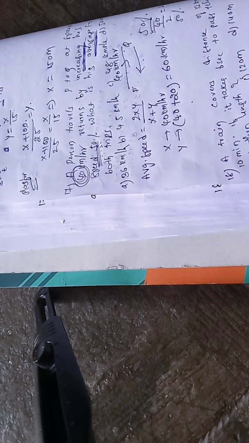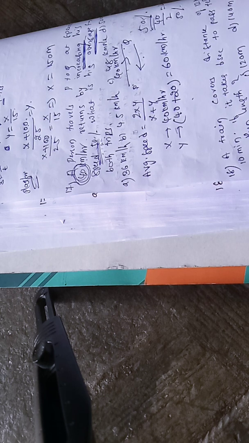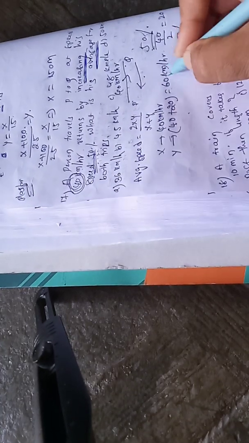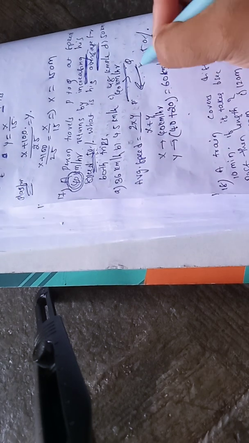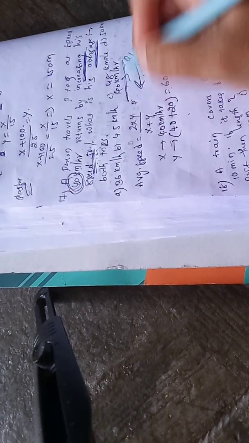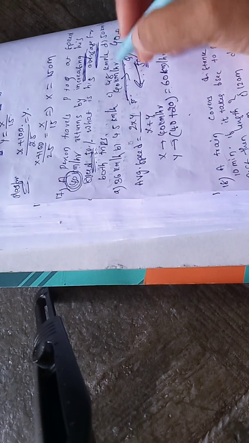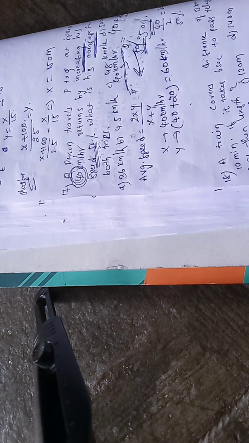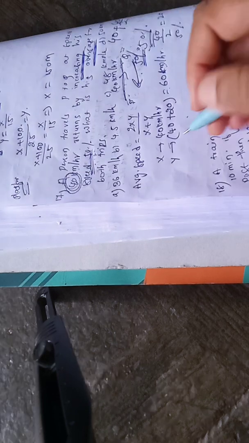Means when he is going from P to Q, the speed is 40 km per hour. But while returning back, it has increased by 50%. Half of the speed is 40 by 2, that is 20. So that 20 plus the initial 40, we get 60 km per hour.